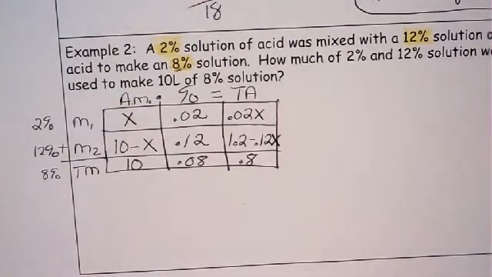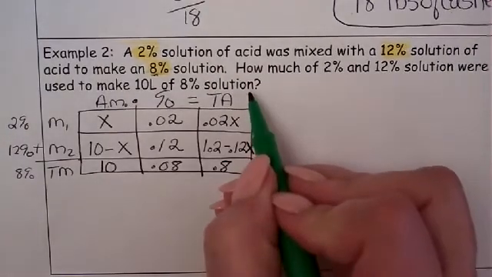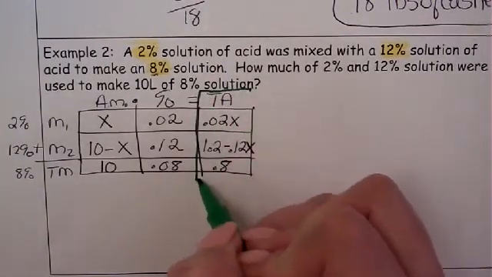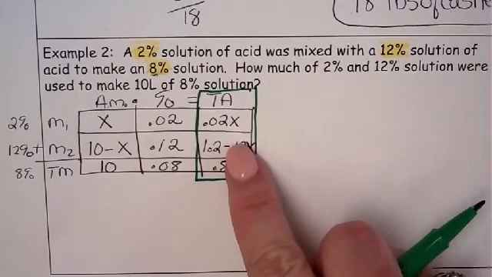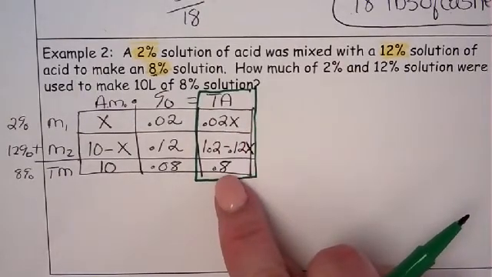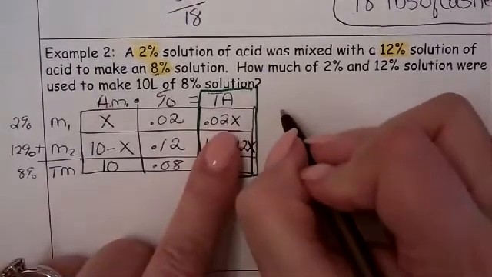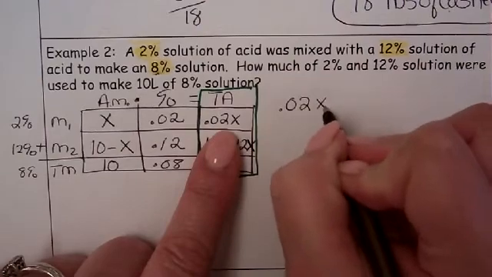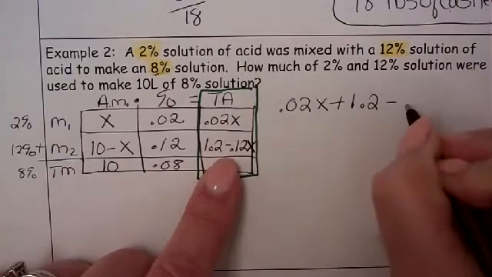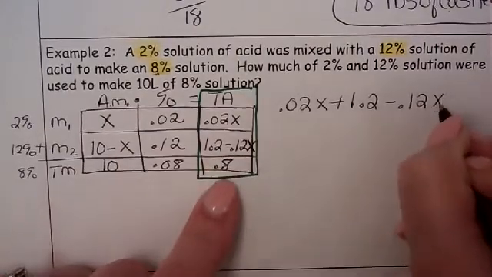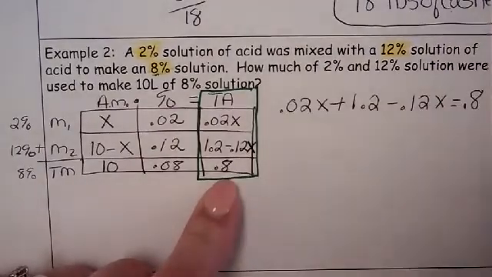Okay? Now, can I set my equation up? Do we remember where we got that from? We got it from right here. Adding our total 2%, the total of our 12% to get the grand total for that's 8%. Okay? So for my equation right here, I'm going to have 0.02x plus 1.2 minus 0.12x equal to 0.8.